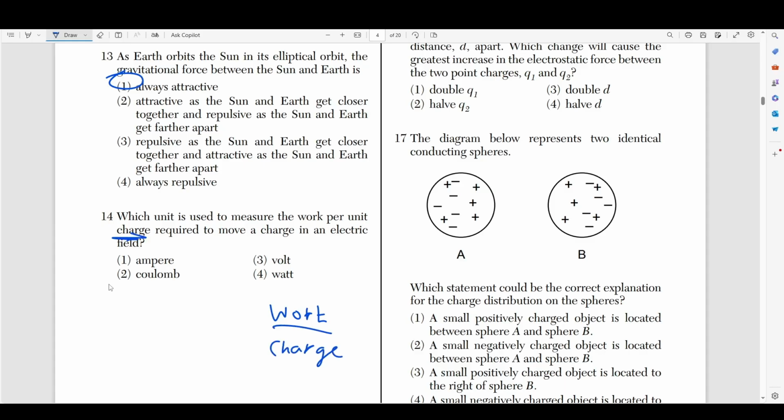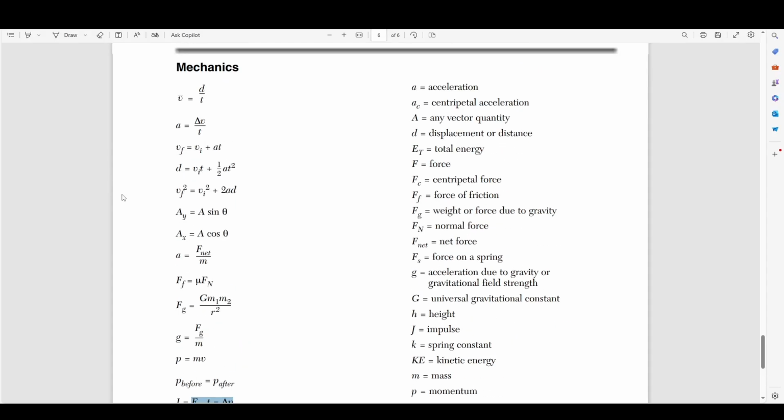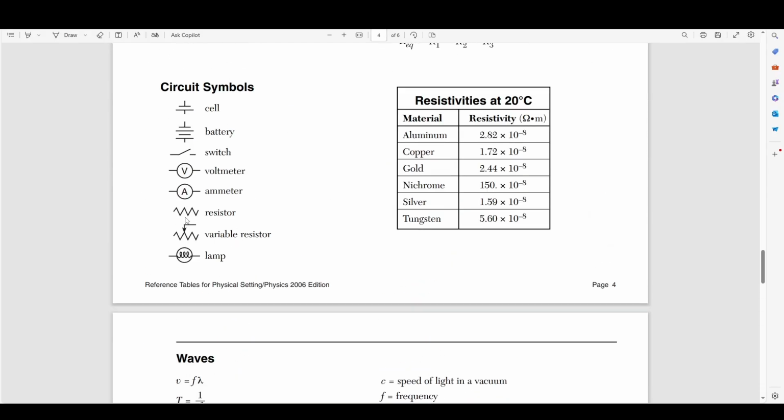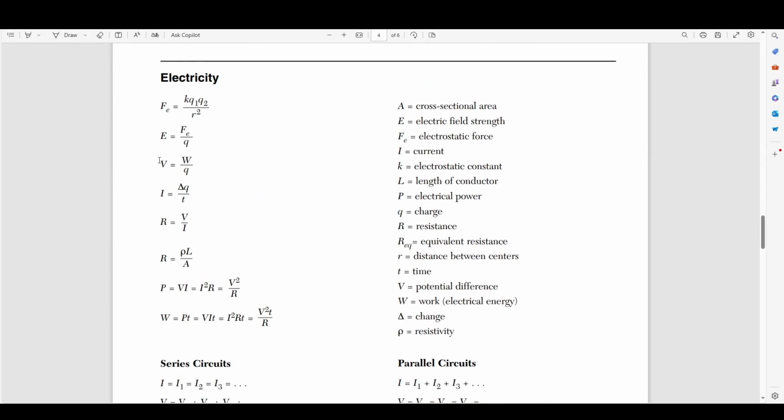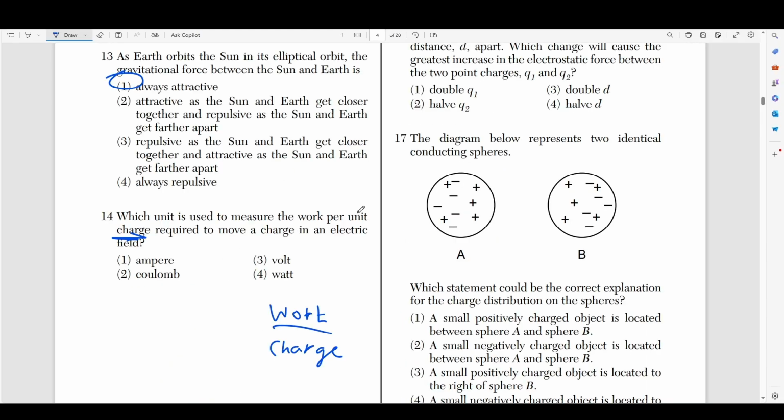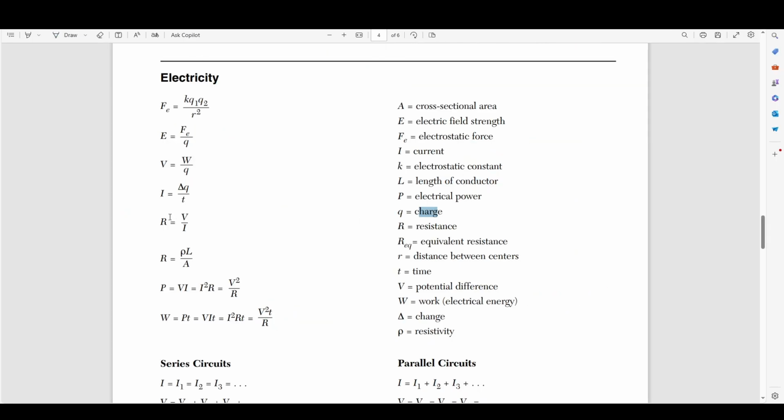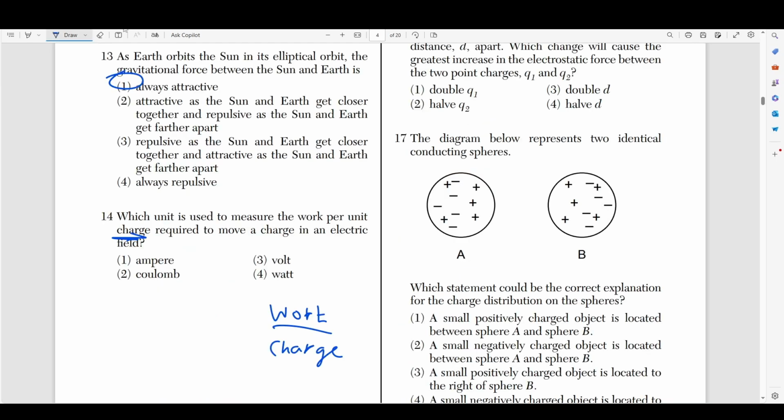Let's look at our reference table. So we're going to go to electricity, which is up here, and we're going to just look at this. Oh, look, it's voltage. W stands for work, and Q stands for charge. This is asking us work per charge, work per unit charge, work over charge, right? Here is work over charge, W over Q, which is V, or a volt.